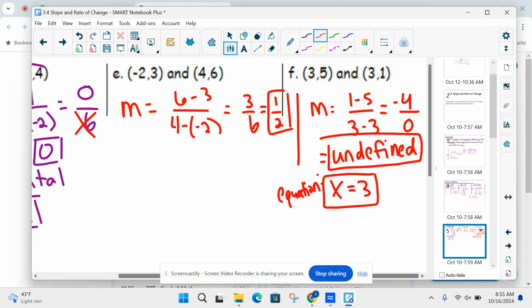Careful, this is 4 minus negative 2. If there are 2 negatives, it turns into plus. All right, here are the answers for E and F. For E, you should get 1/2, because it's 6 minus 3 over 4 minus negative 2, and then minus negative becomes plus a positive, so that's 3 over 6, which is 1/2. And then F would be undefined, like we talked about, and the equation is x equals 3.